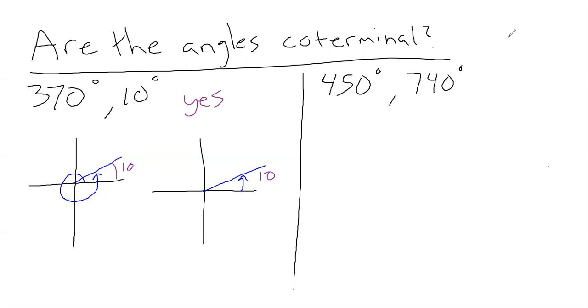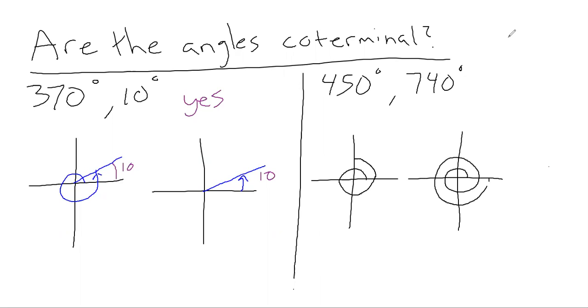So if we look at the second one, if I look at the graph of both of these, 360 degrees would be a full revolution, but then we are 90 degrees past that. So that would end me on the positive y-axis for 450 degrees. A 740-degree angle would go 2 full revolutions around to get to 720. Then I'm going to go a little bit more to get to 740.